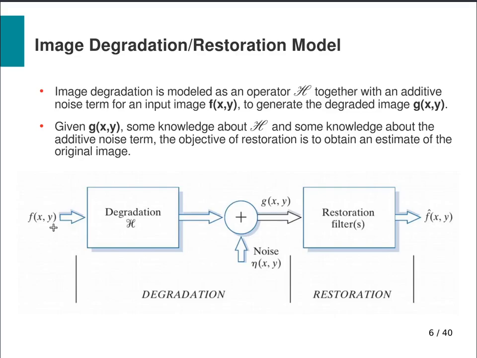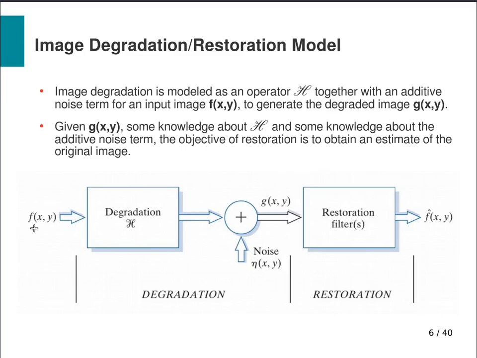But because of all the properties of the camera and the scene and the weather even, we may end up with a degraded version of this image. So we have this degradation operator H that is applied to the image, and also we can have this additive noise term n(x,y), which these two combined create the image g(x,y), which is the degraded image that we are capturing from the true image f(x,y).